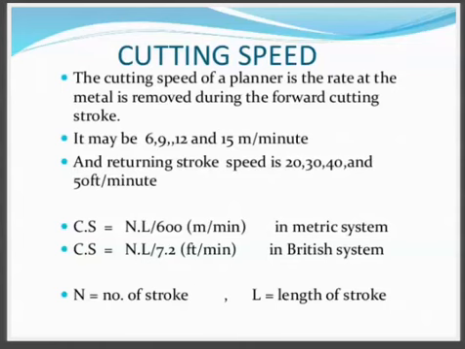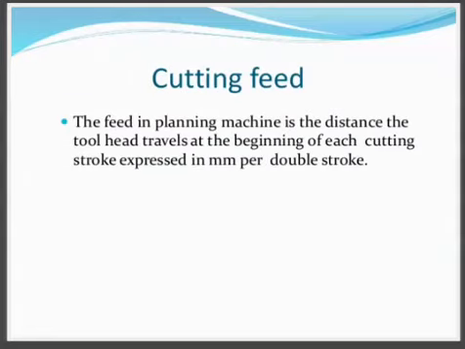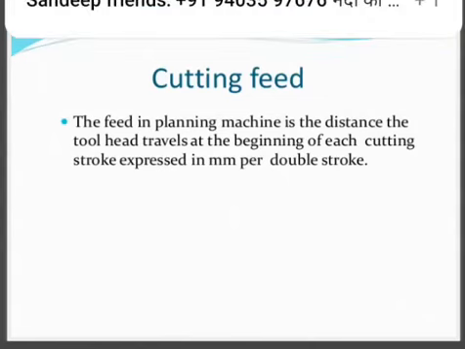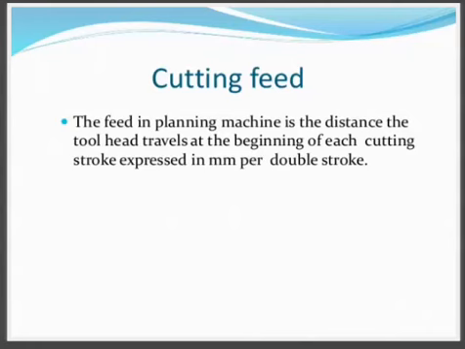Here cutting speed is equal to N into L divided by 600 meters per minute in the metric system. Cutting speed is given by N into L, where N is the number of strokes and L is the length of the stroke. Cutting speed in a planing machine is the distance the tool head travels at the beginning of each cutting stroke, expressed per double stroke.